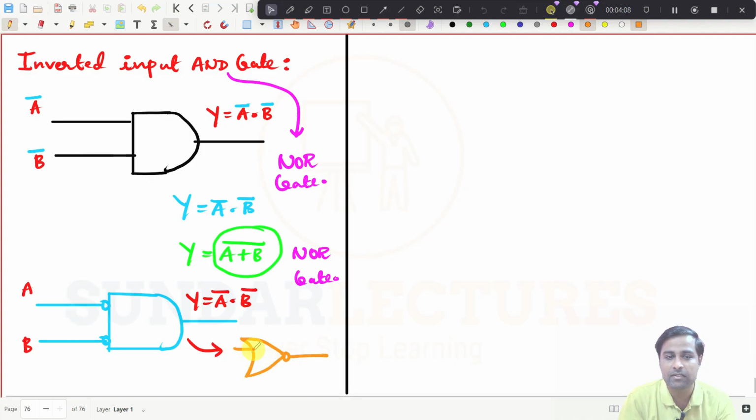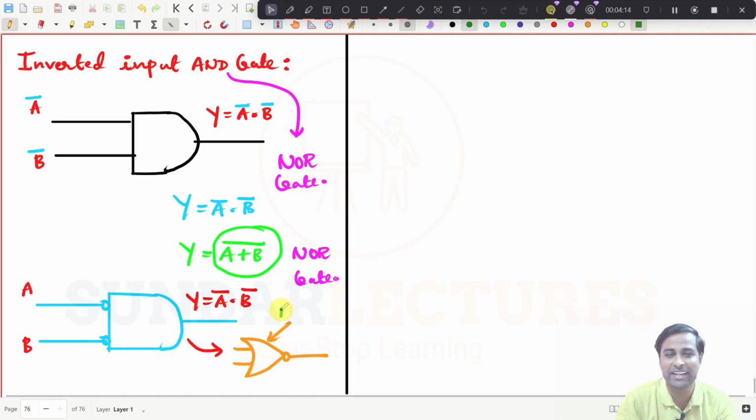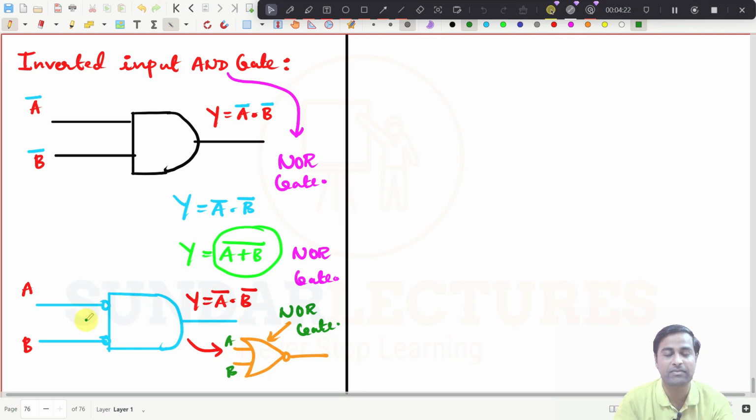This gate. What is this one? This is actually an OR gate, right? This is actually an OR gate. Am I right or wrong? I can draw like this, right? If I see anything like this, I can replace this gate with this one, right? So this is the whole idea. So an inverted input AND gate is nothing but an OR gate, right?